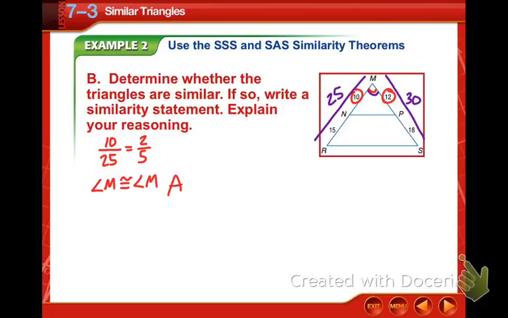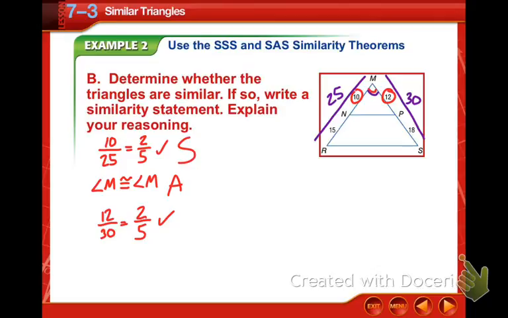And just to make sure that we do have our third side congruent, we're going to do 12 over 30. 6 goes into both of these. 6 goes into 12 2 times. 6 goes into 30 5 times. So we got our 2 over 5 again.